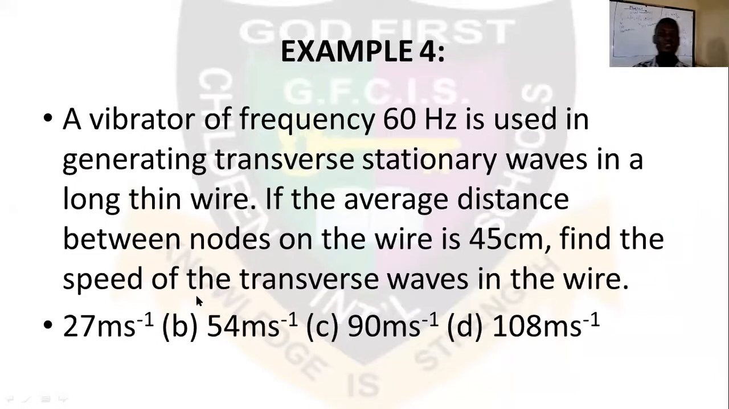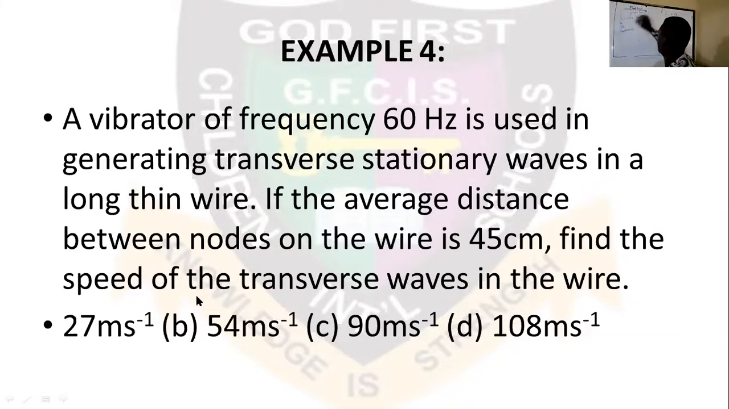So let's see this question. A vibrator of frequency 60 Hz is used in generating transverse stationary wave in a long thin wire. If the average distance between nodes on the wire is 45 centimeters, find the speed of the transverse wave in the wire. So this particular question has been given to us.